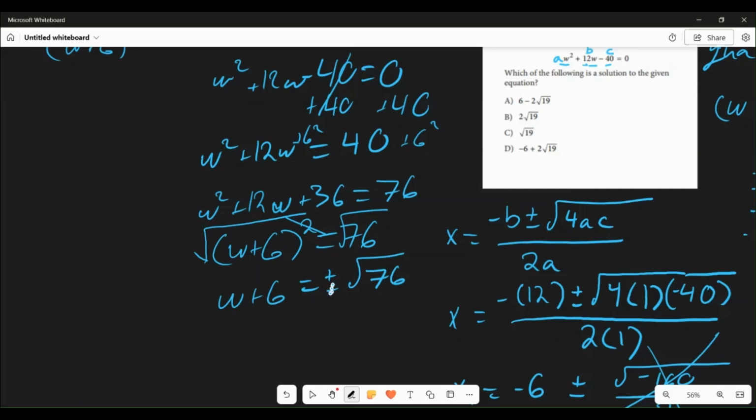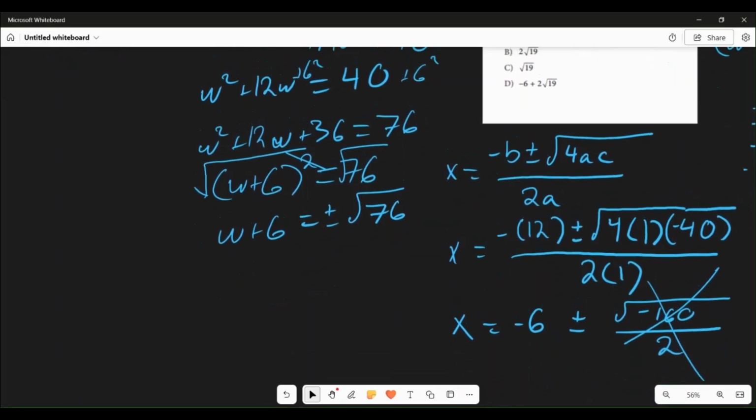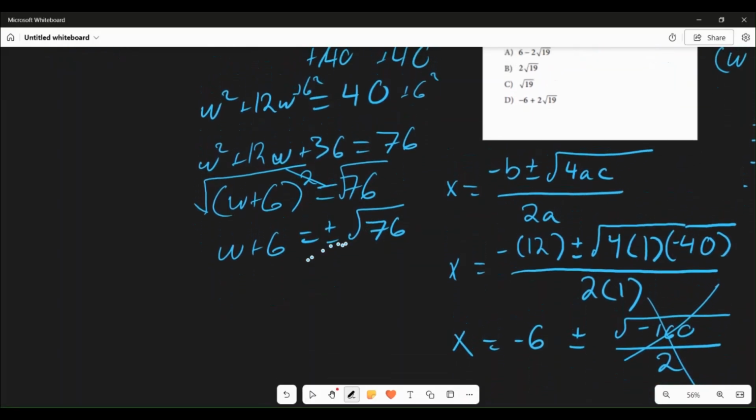So I think we can ignore the minus case for this one for now. I'll just leave it just in case. And what do we have to do now here? We need to isolate w, right? To isolate w, we just subtract 6 from both sides. So then w is equal to -6 ± √76, right?